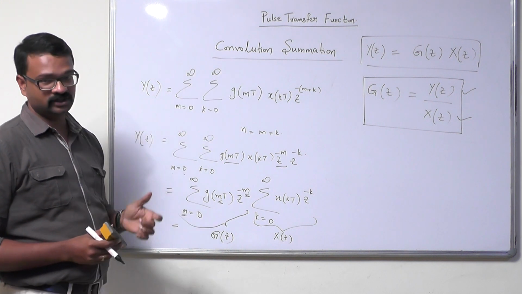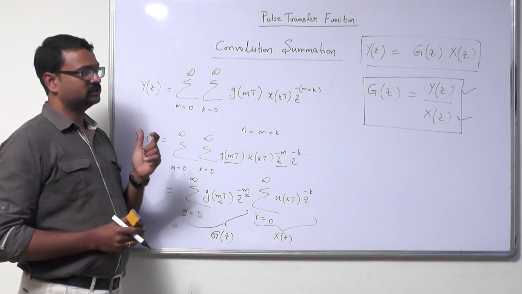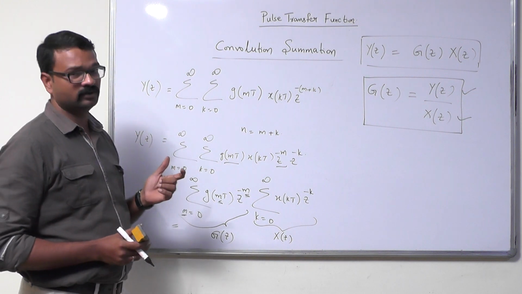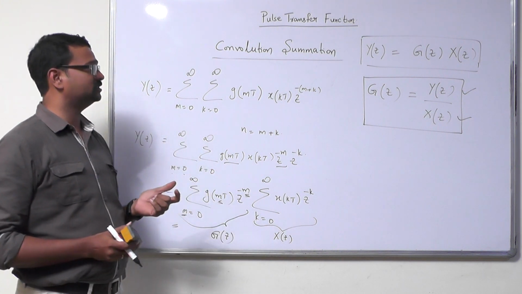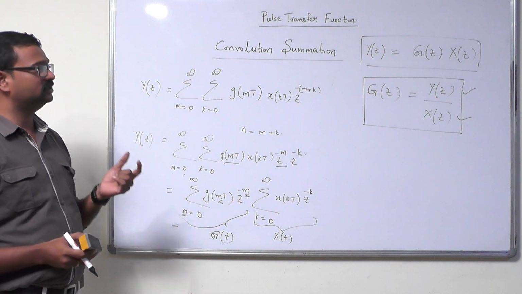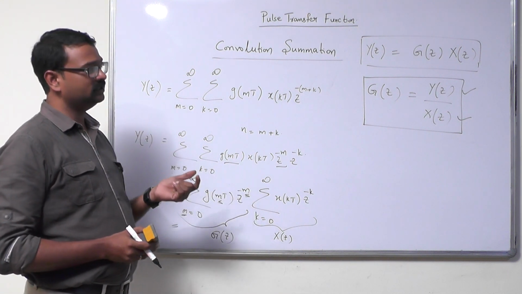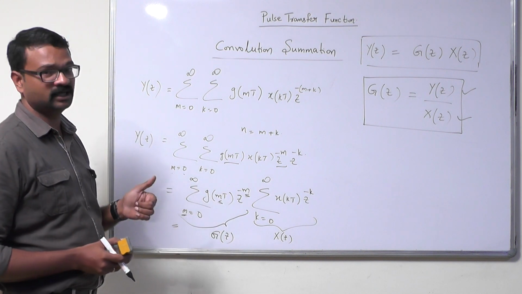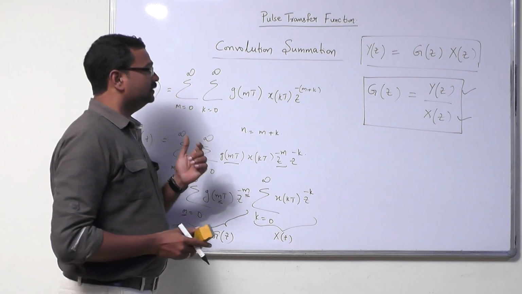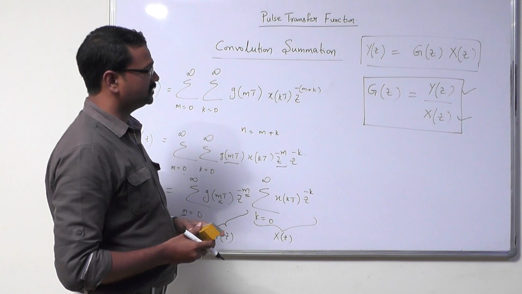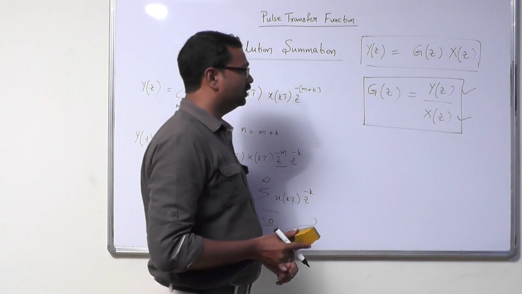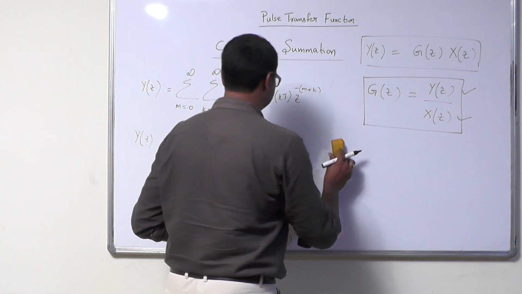Right. So convolution integral is the definition that we are using for continuous time systems, and convolution summation is used to convolute any two signals in the z transforms, that is in the discrete time control systems. Right. So we are having the pulse transfer function as g of z is equal to y of z by x of z.